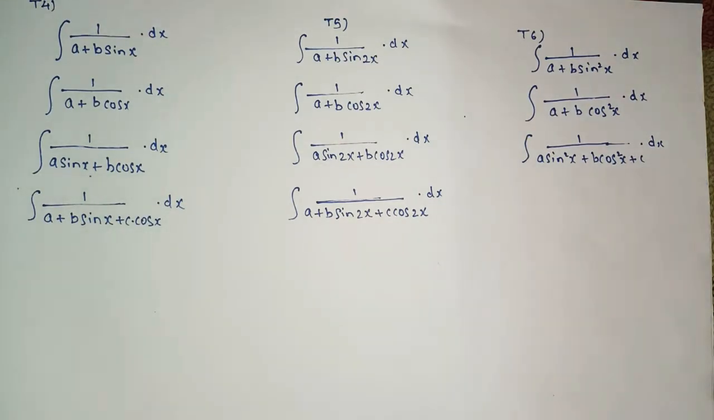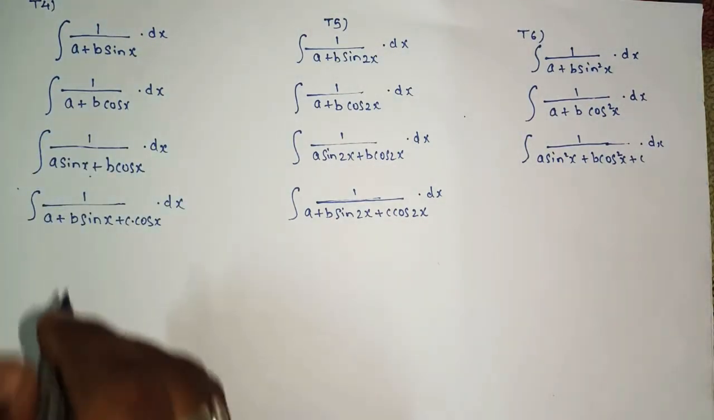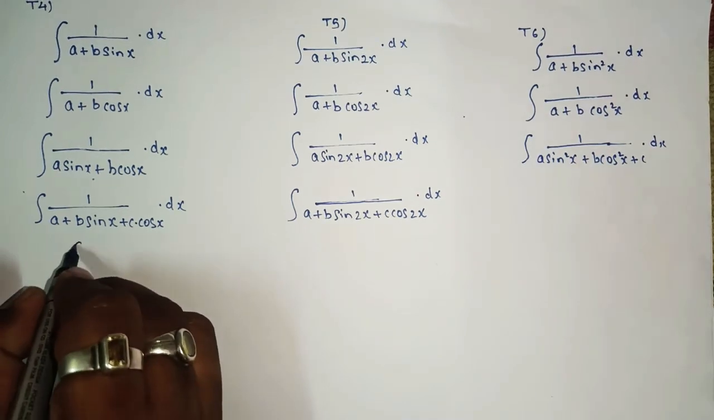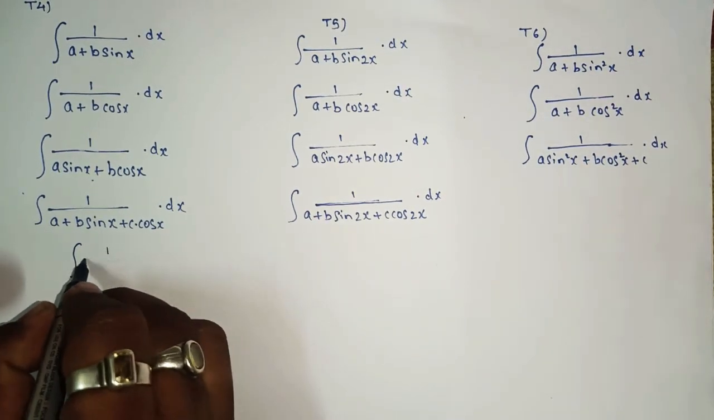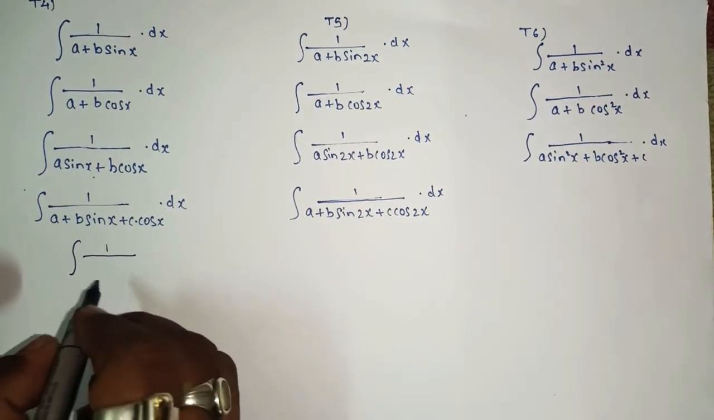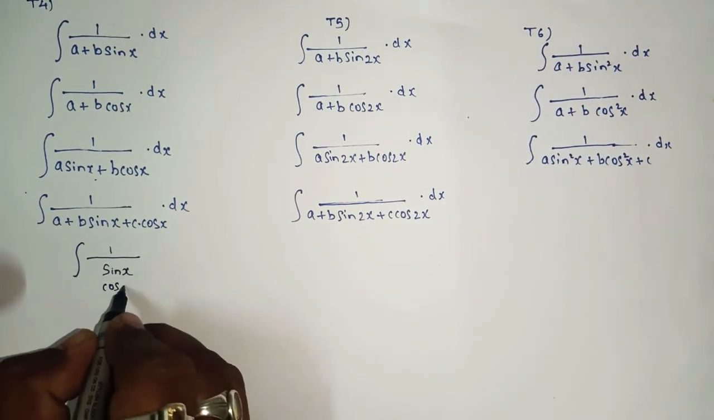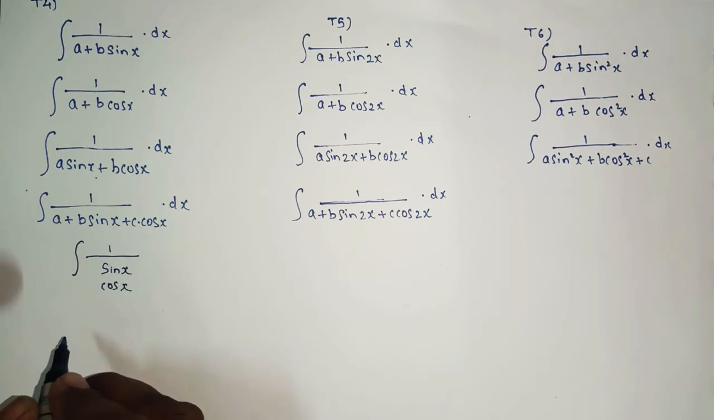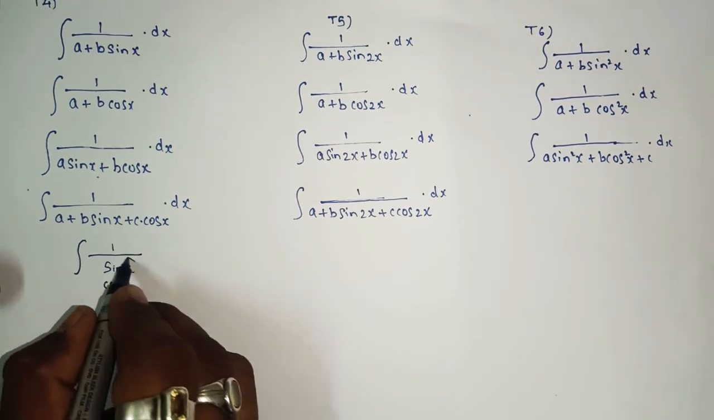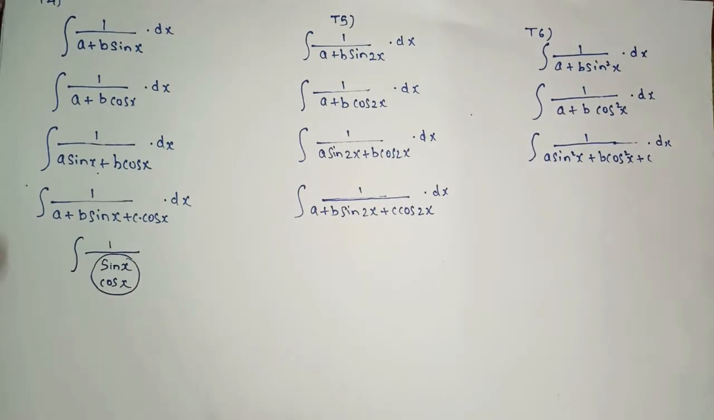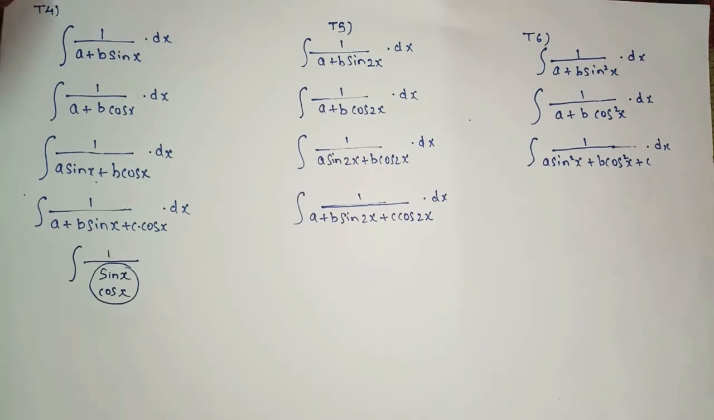Just remember type number 4 as: in the numerator there will be 1, and in the denominator you will have sometimes sin x, sometimes cos x, or sometimes both sin and cos together. So simply remember type number 4 as sin x and cos x. Now we'll see type number 5.